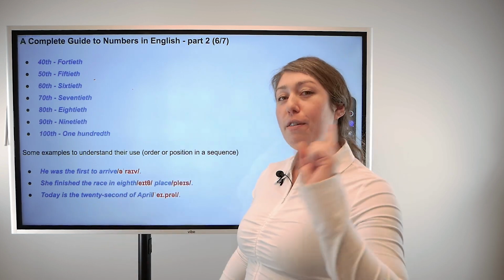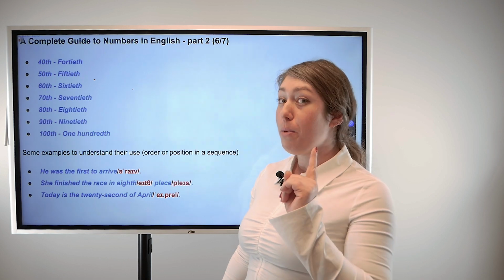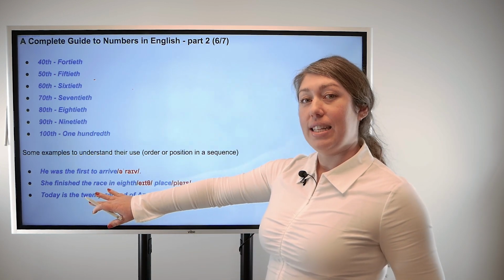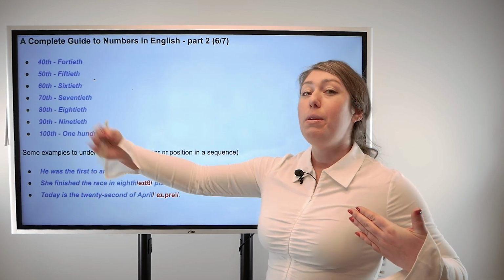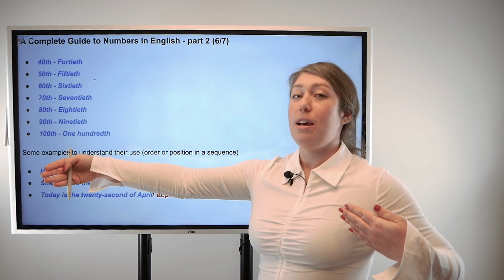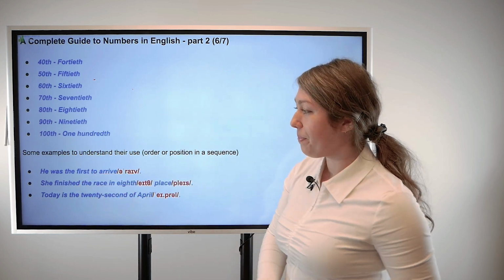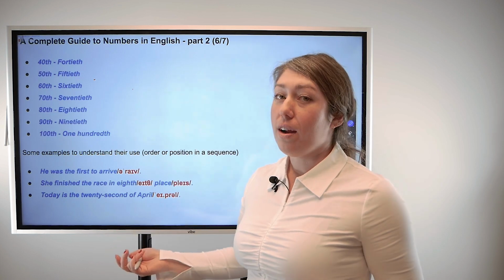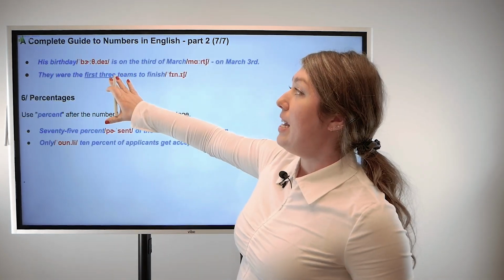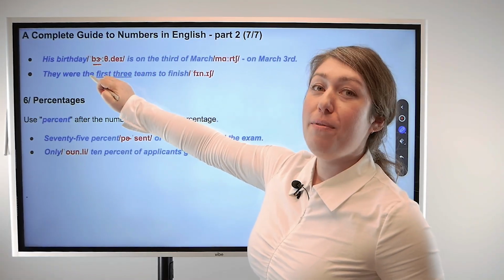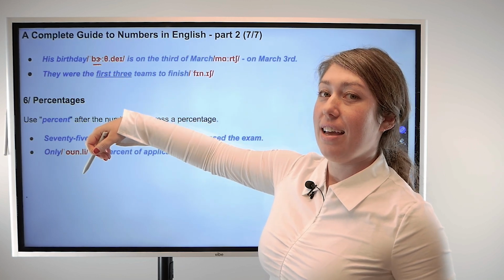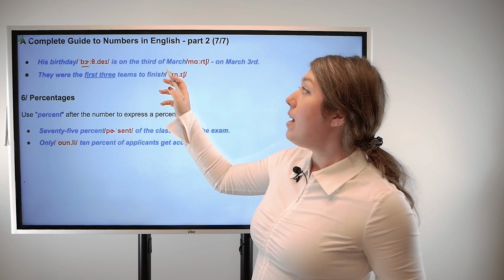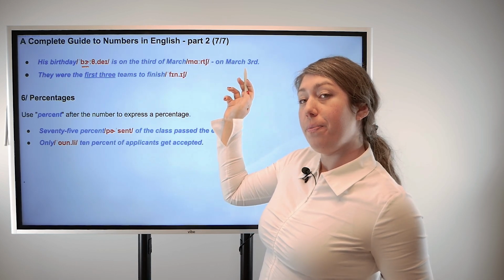For example, he was the first to arrive. It means he was person number 1 to arrive. She finished the race in 8th place. It means in the race, there were 7 people who finished before her, and she was the 8th person to finish. Or for example, today is the 22nd of April, or April 22nd. For example, his birthday, emphasis here on the first syllable, birthday, good. His birthday is on the 3rd of March, or his birthday is on March 3rd.